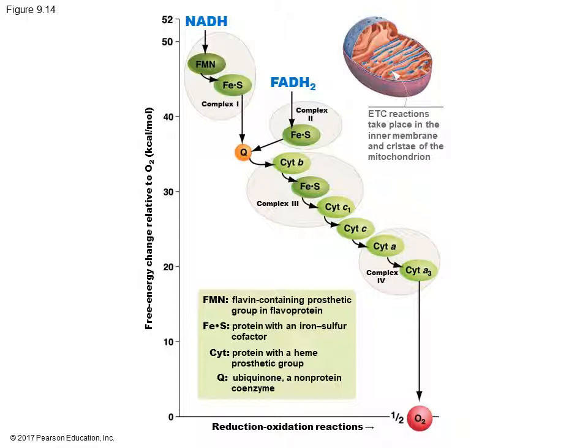Now notice that some of these molecules have iron. So when we talk about iron poor blood, now you understand why we need iron. We need iron because it's needed in step 4. It's needed in the electron transport chain to actually make ATP.